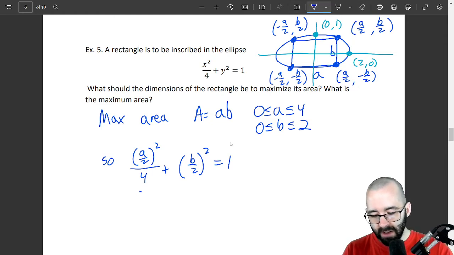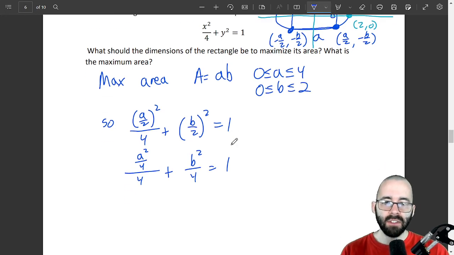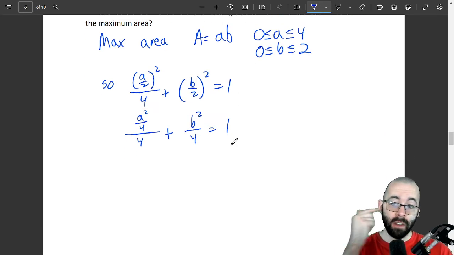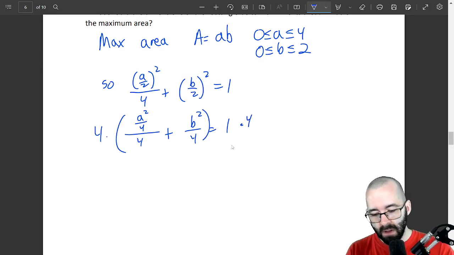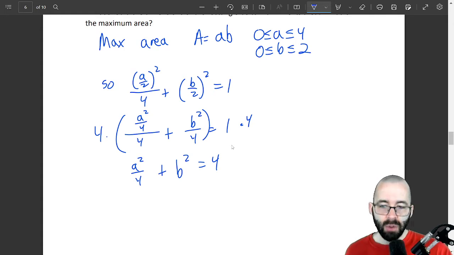So a over 2 squared, that's a squared over 4. That's all over 4. This becomes b squared over 4. Now there's a couple of ways you can do this, but one way that you can simplify this is just to multiply both sides of the equation by 4. That gives us a squared over 4 plus b squared, when we distribute, equals 4. And we're trying to solve for one of these variables. It doesn't really matter which one we solve for.